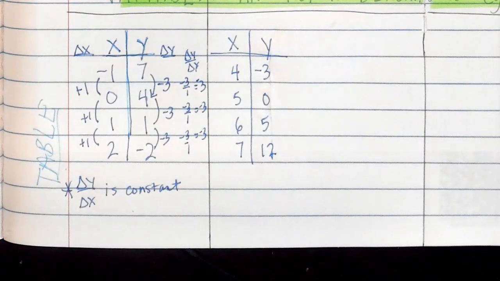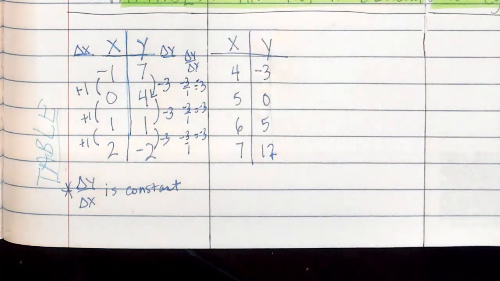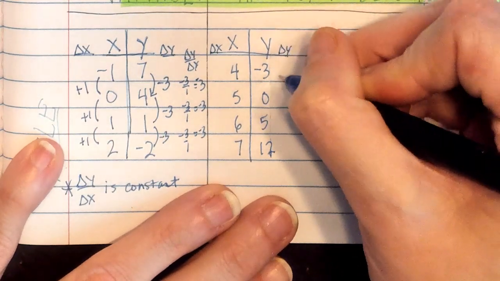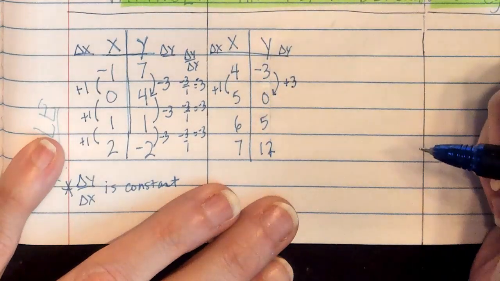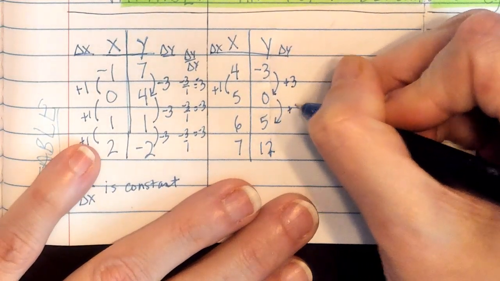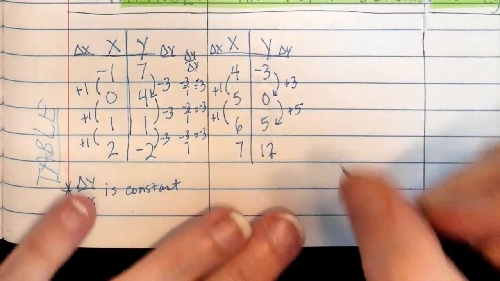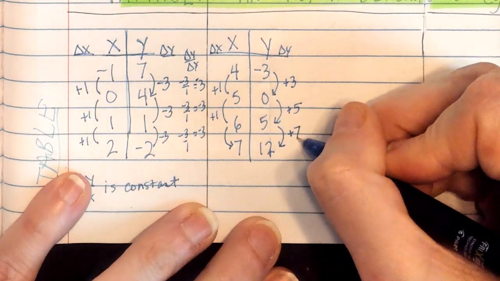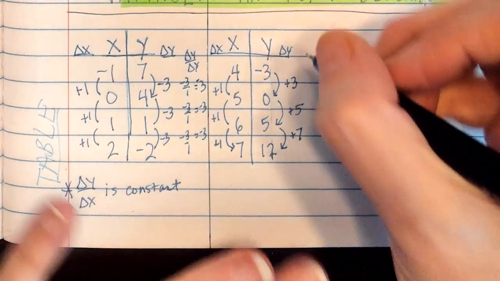Okay? So, again, let's try the same thing. Now, you know, because I told you, that this is not linear. But let's try our delta y over delta x and just find out. So, -3 plus 3 is 0. 4 plus 1 is 5. 0 plus 5 is 5. 5 plus 1 is 6. So I already see I don't have that constant delta y over delta x that I want to see. 5 plus 7 is 12. 6 plus 1 is 7. So delta y over delta x isn't constant.